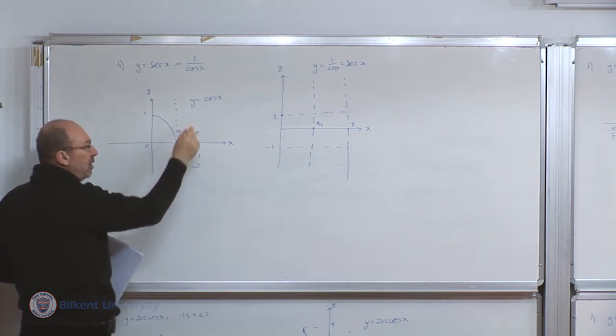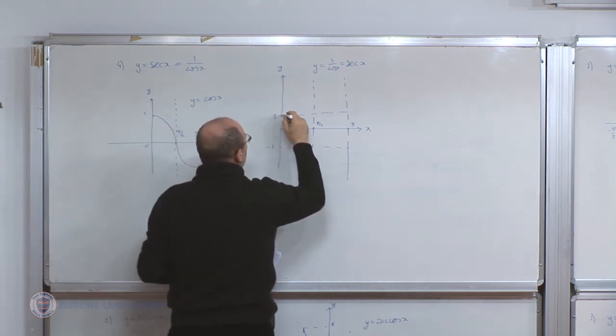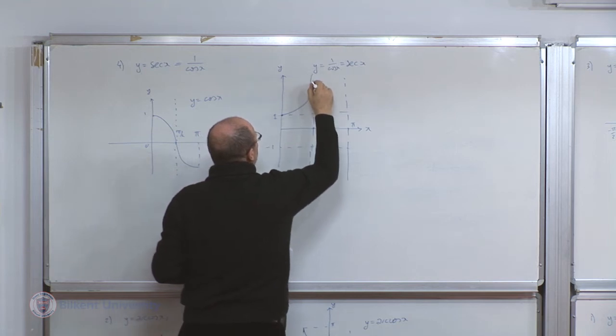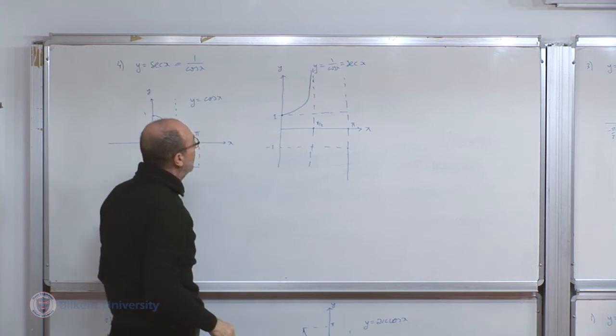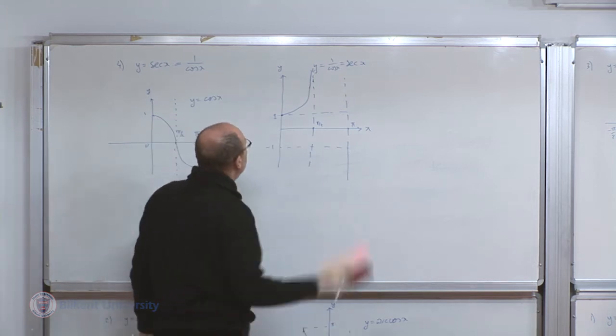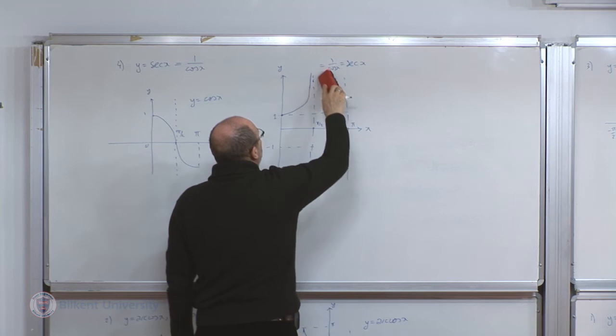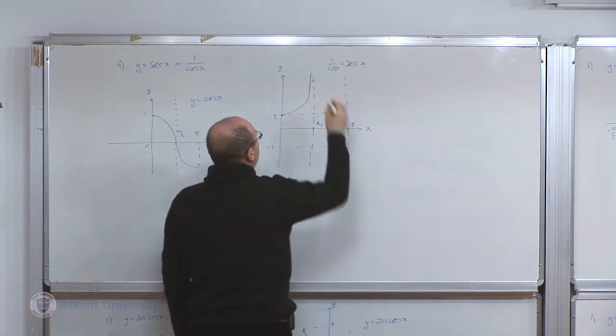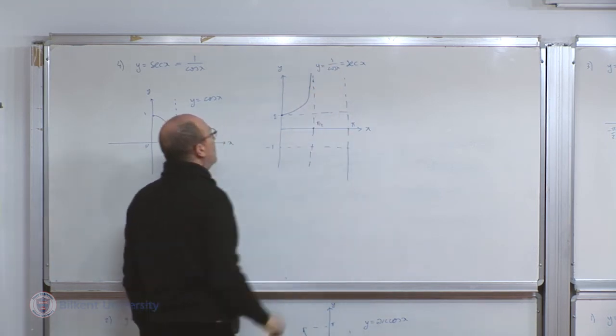1 over that increases up to infinity. So it is this part, and it becomes asymptotic to this line. Okay, so let us do this like this. Y equals this.